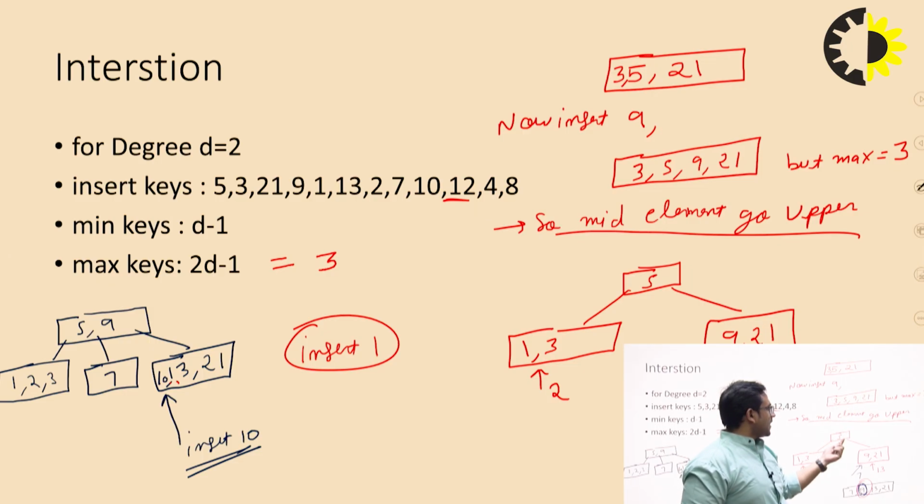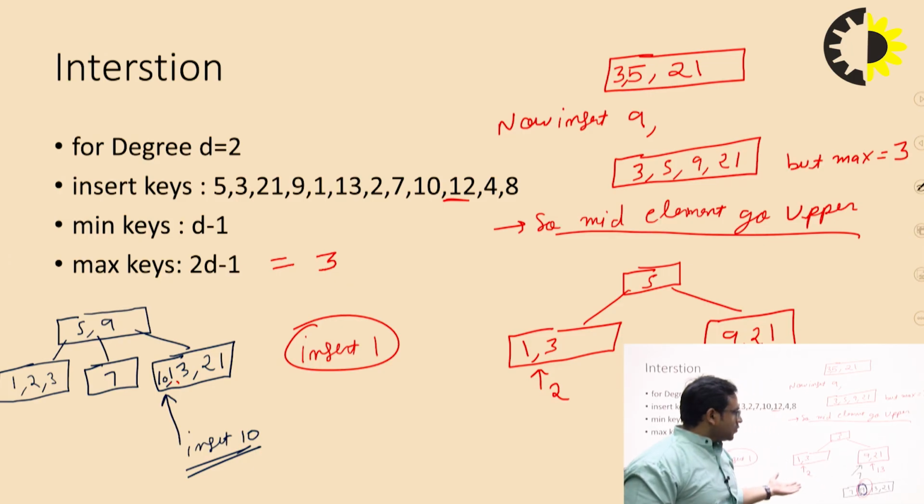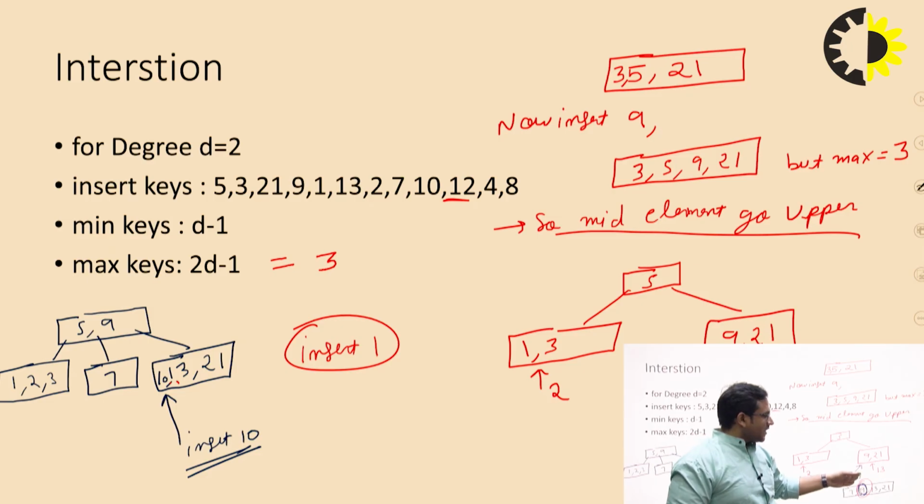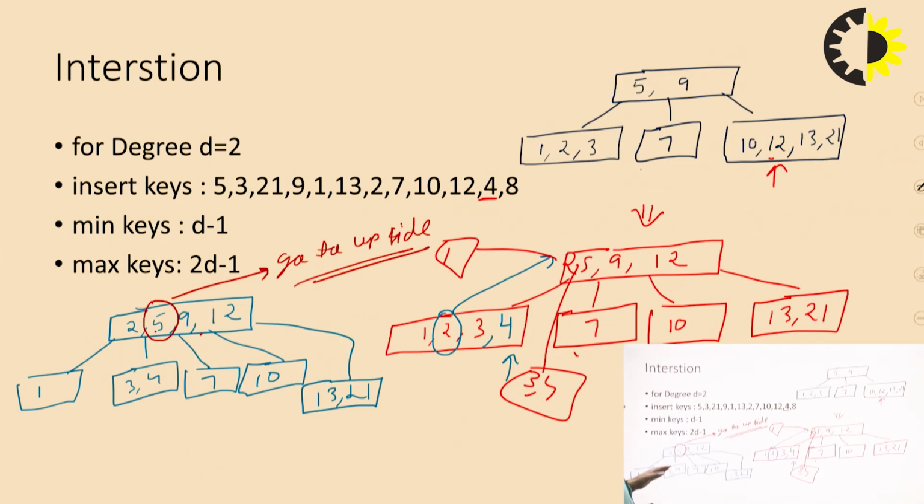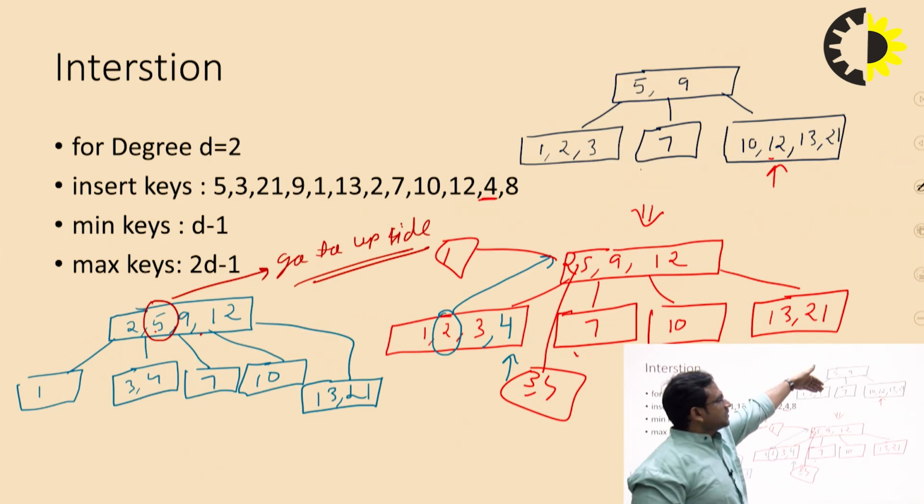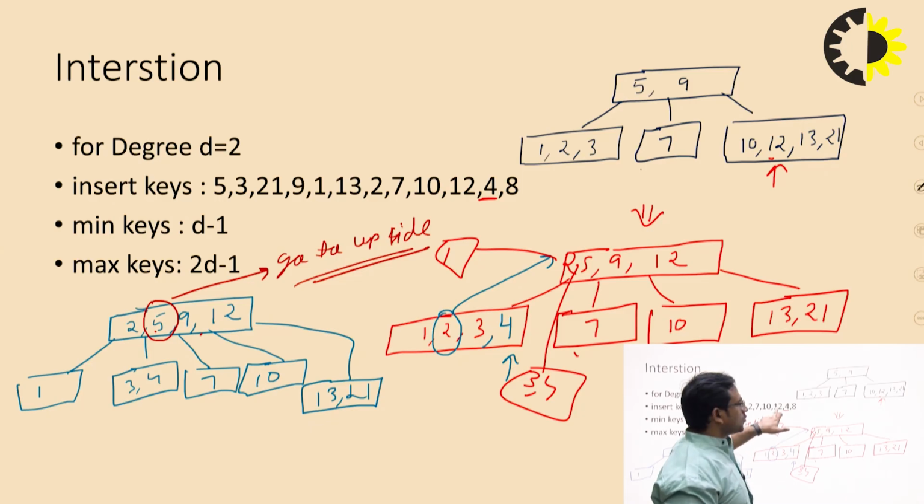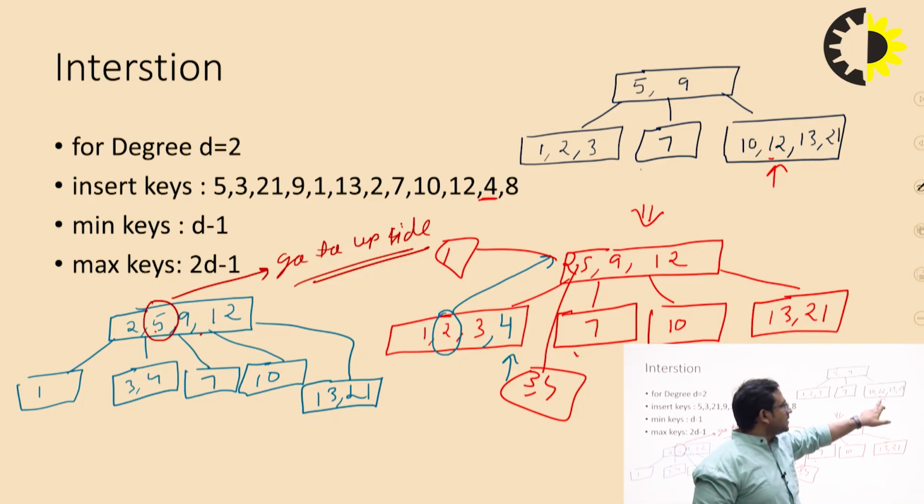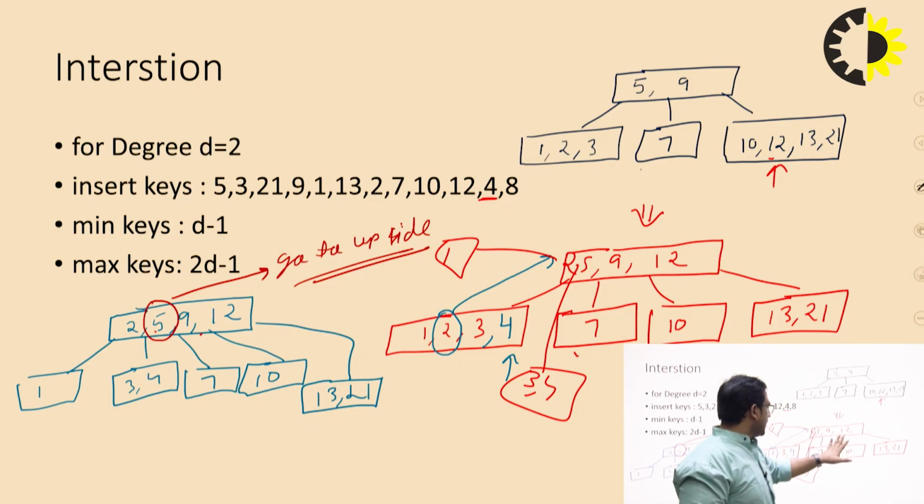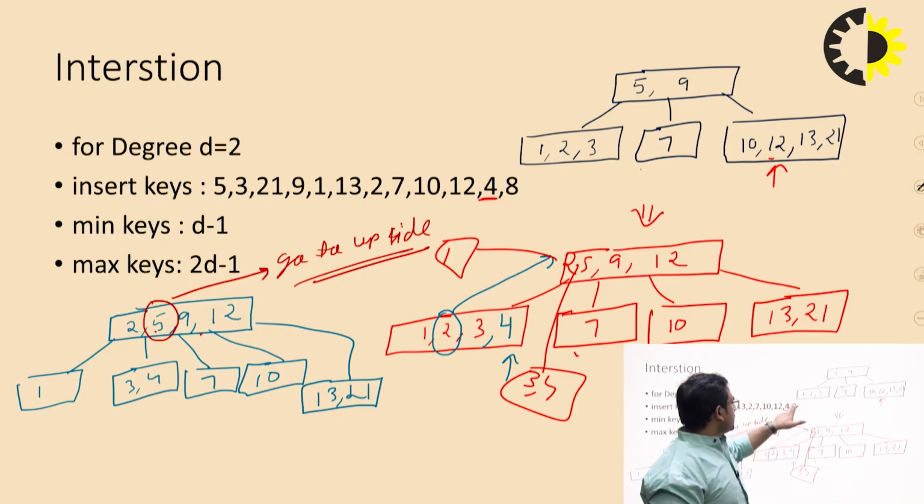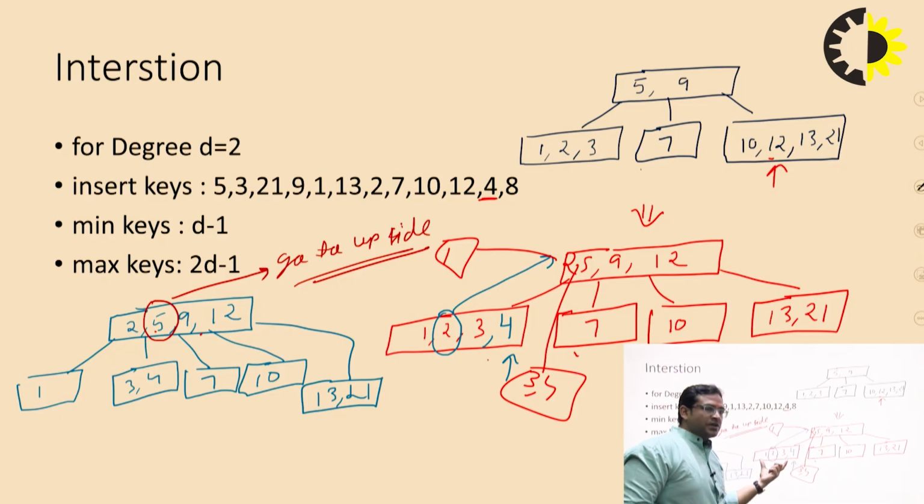So here 5 goes up, 1 and 3 here, and 9 and 21 here. Again 2, 13, 7 is here. When the node again has 4 elements, 9 is divided and goes to the upside, right? So this is the example till now. Now when 12 is inserted, 12 is here, again 12 goes to the upside and the split is this one. Again this node has more than the maximum number of keys.